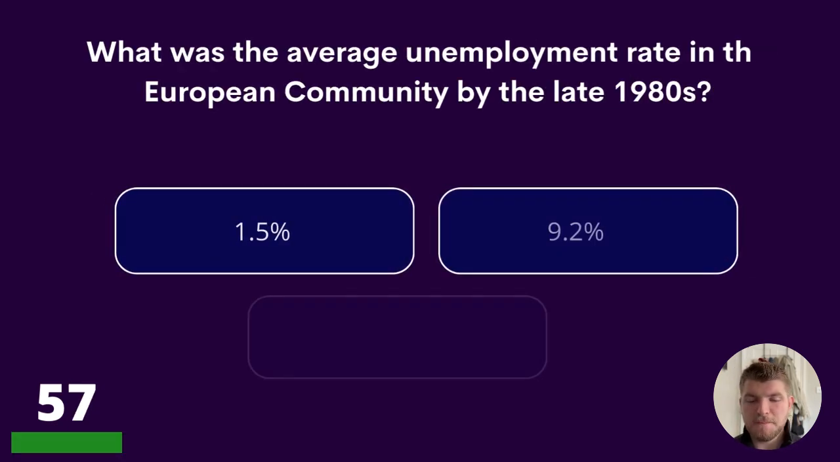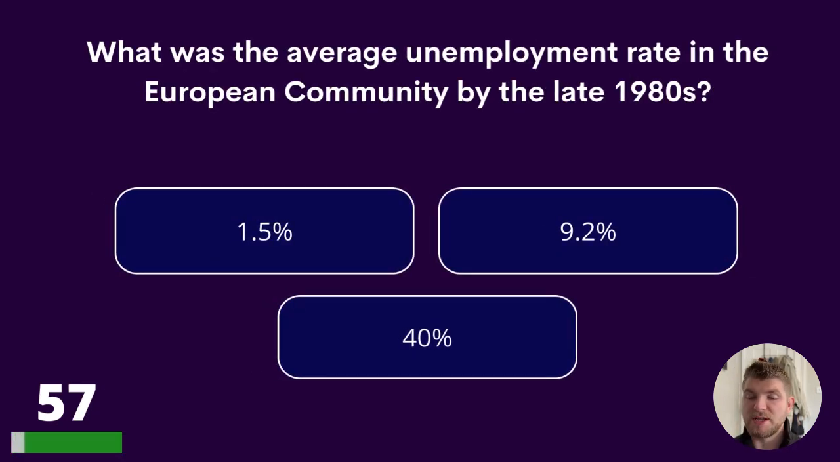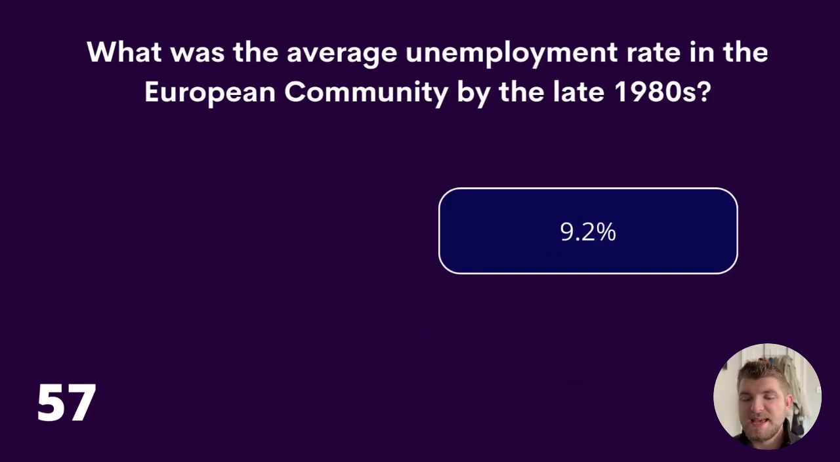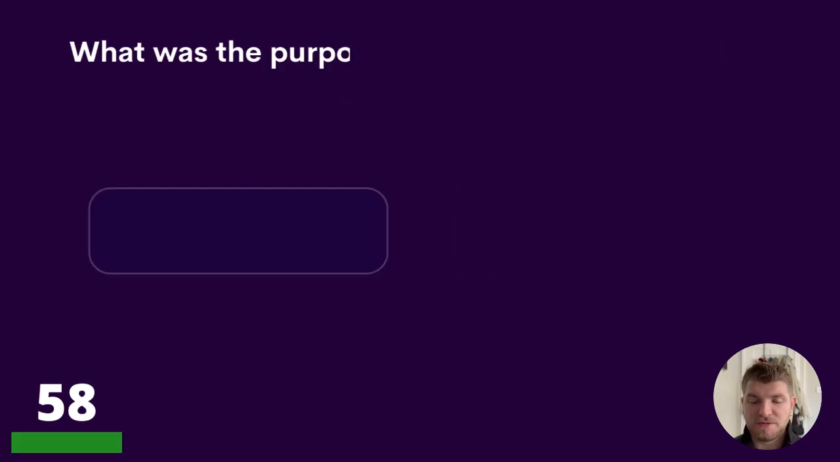Question 57 now. What was the average unemployment rate in the European community by the late 1980s? 1.5%, 9.2%, or 40%? The answer is 9.2%.